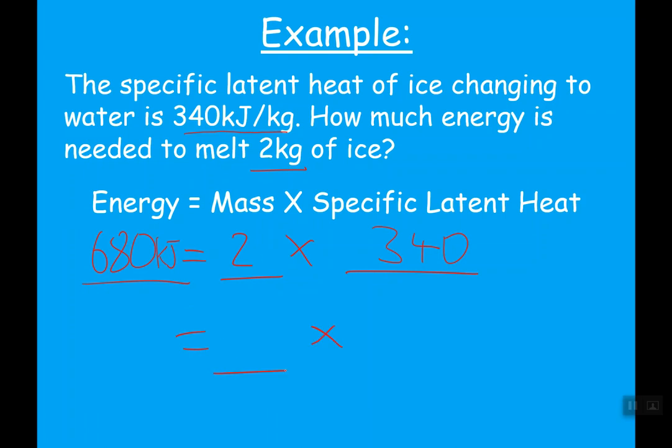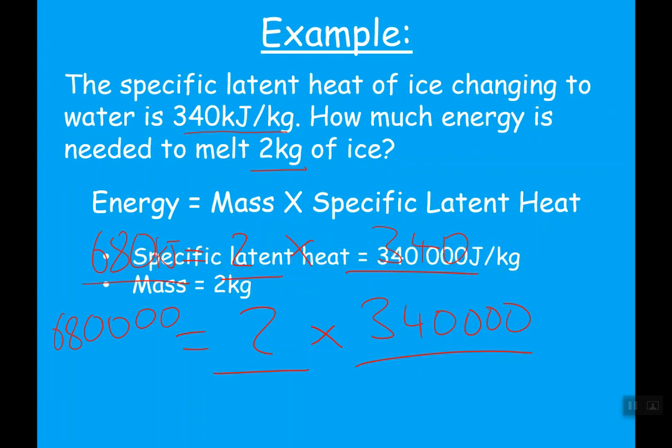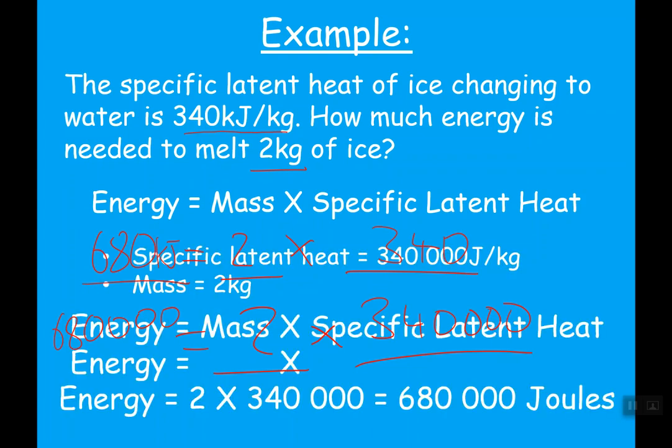An easy way to do it, if you want to understand it, 2 times 340,000 joules per kilogram, and therefore you'll get 680,000. That was a nasty little trick there. I just didn't want to give you a really easy question for you to have a go at. Oh, I've done the work in there.